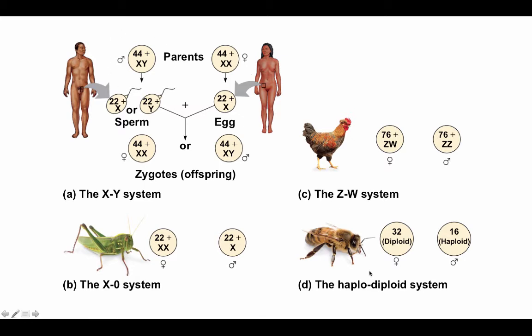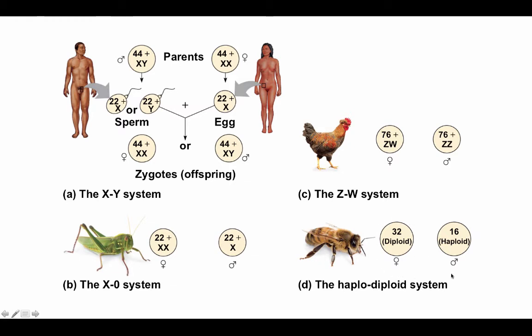In insects such as bees, which we call hymenopteran insects, they have a system of sex determination called the haplodiploid system. And this is really interesting. The females are diploid. They have 32 sets of chromosomes.